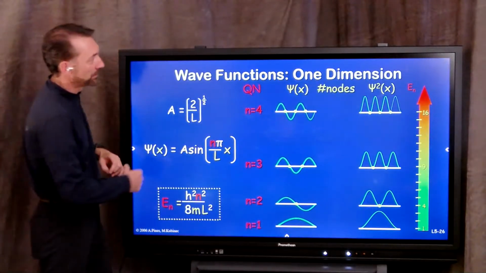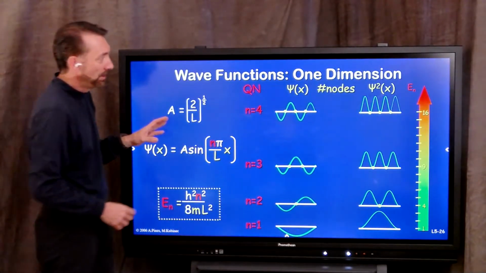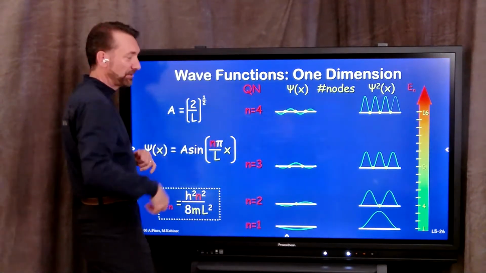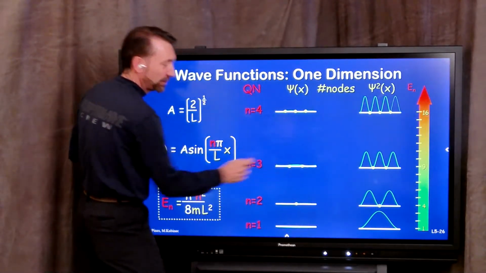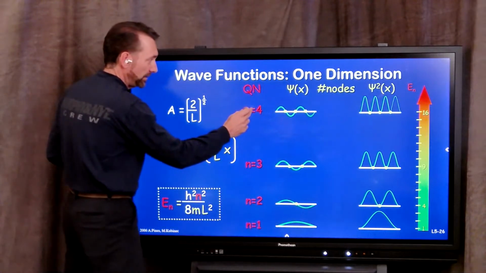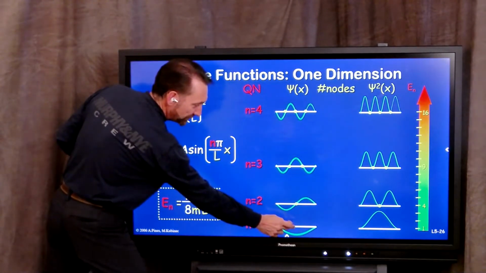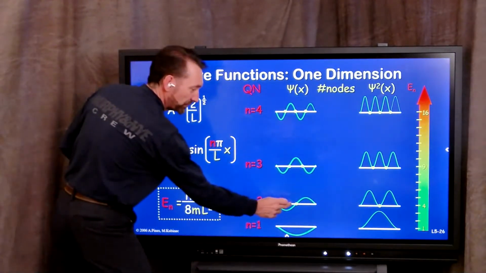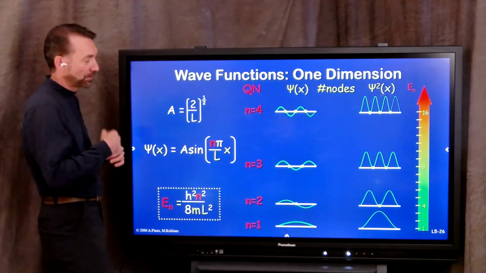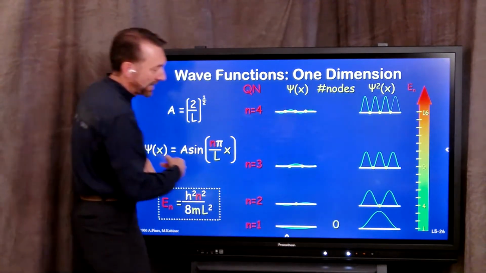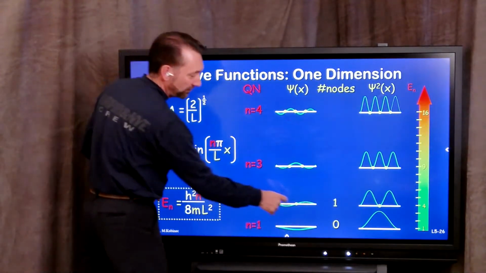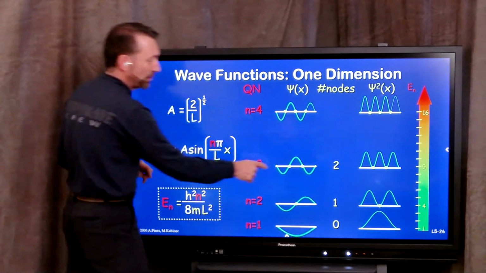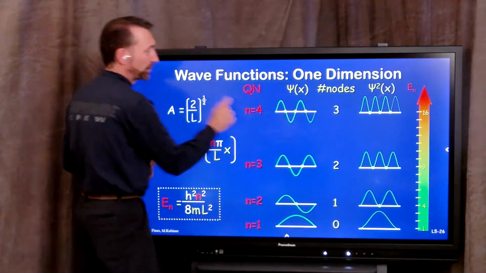So I've listed quantum numbers. I want to show you the number of nodes, and we saw nodes on the wave when we did the rope. They're the places where the wave function goes to 0. So I have 0 nodes here. The ends of the box don't count as nodes. Those are the boundary conditions. Only zeros within the length of the box count as nodes, where the wave function goes to 0. So I have no nodes here at the lowest level, then 1 in the center at quantum level 2. I have 2 nodes at quantum level 3. I have 3 nodes at quantum level 4.